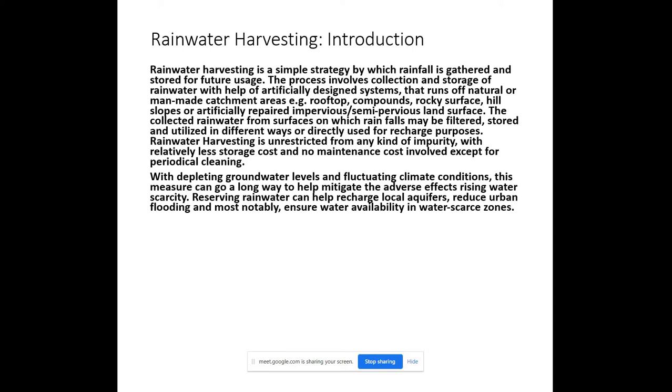The process involves collecting and storage of rainwater with the help of artificial design systems that run off natural or man-made catchment areas. Examples: compounds, rocky surfaces, hill slopes, artificially repaired semi-pervious land surfaces. The collected rainwater from the surface on which rain falls may be filtered, stored and utilized in different ways or directly used for recharge purposes. Rainwater harvesting is free from impurities, with relatively low storage cost and no maintenance cost involved except for periodic cleaning.